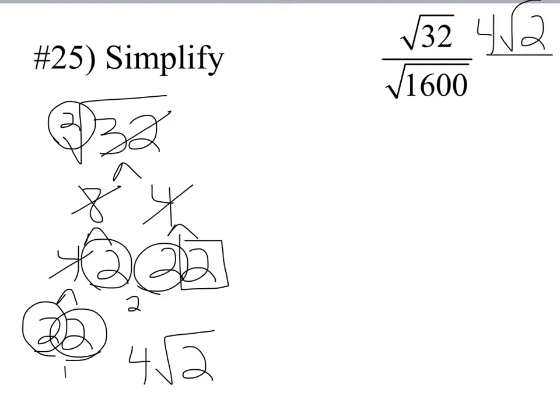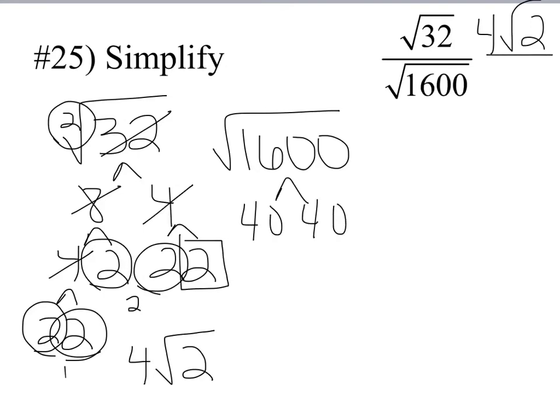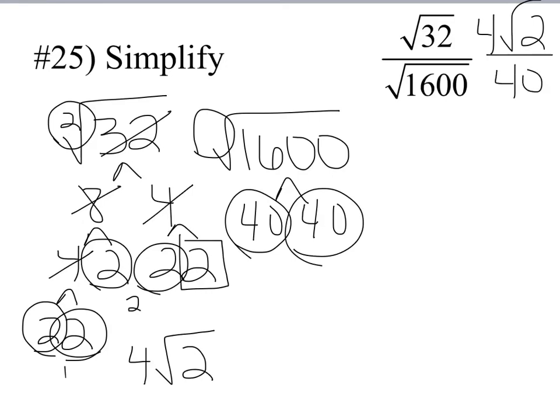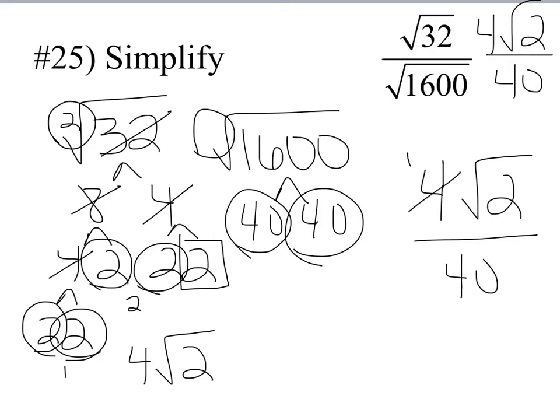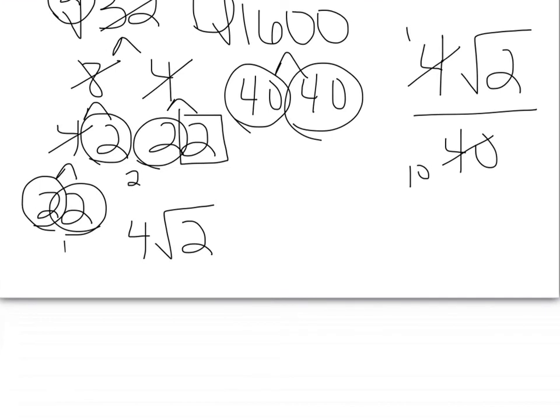And then 1600 can be broken down to 40 times 40. Now you can go further, or you can realize that you only need something to repeat twice in order to pull it out front. So the square root of 1600 is just 40. So that means I have 4 square roots of 2 over 40. Now, anything that's outside the radical can be reduced. So we're going to reduce this 4 over 40 to 1 over 10. And then our answer is going to be the square root of 2 over 10.